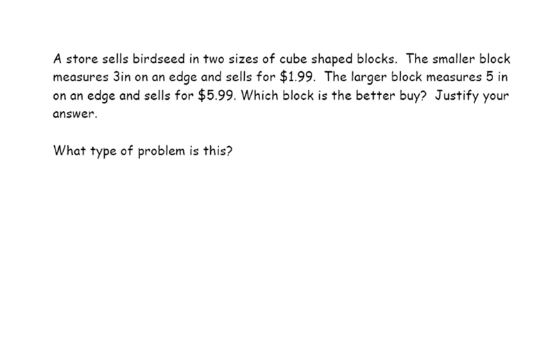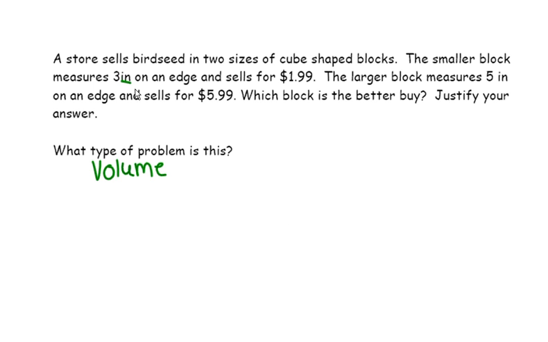Well, we can justify with the math as long as we can figure out what the math should be. So the first is, what type of problem is this? Well, when we sell stuff in cubes or packages or any kind of prism, we're talking about a volume problem, because we're talking about the price per ounce. Any kind of weight is a measure of volume. In this case, we're going to be talking about the price per cubic inch, since inches are the units that we are given. So we need to find the volume of each of these blocks, and then we need to figure out the price per unit.